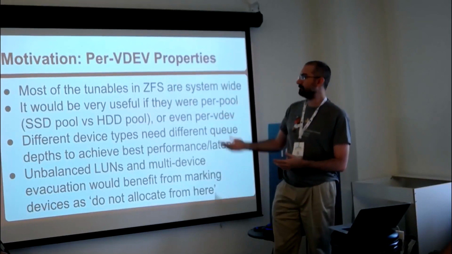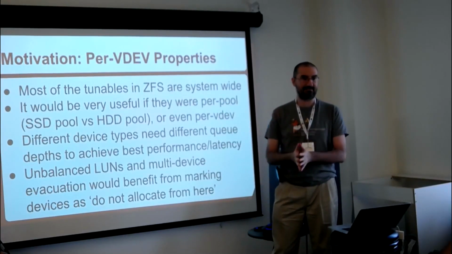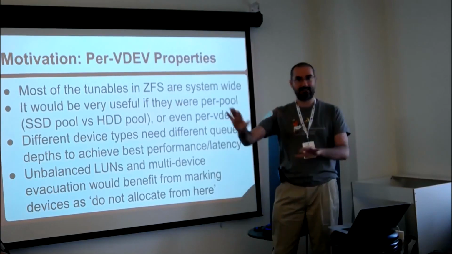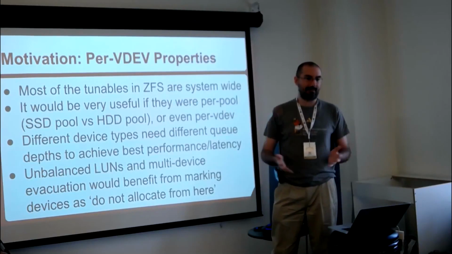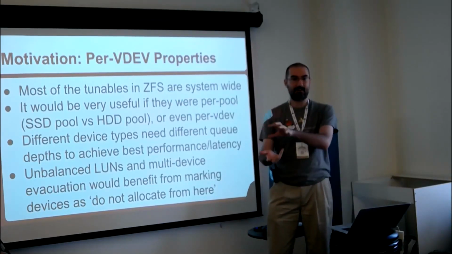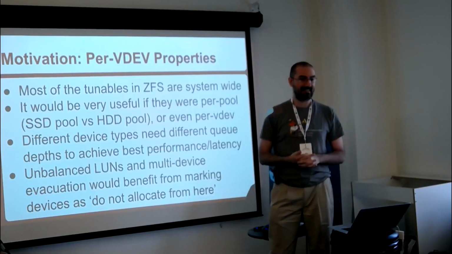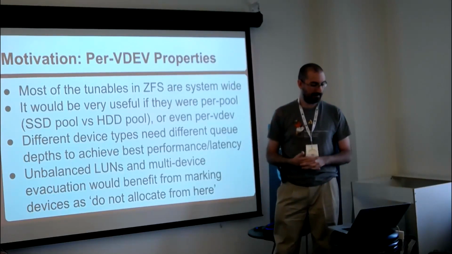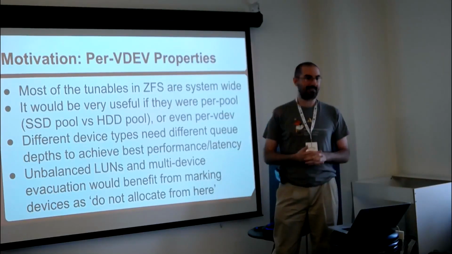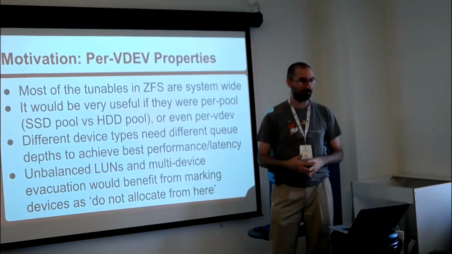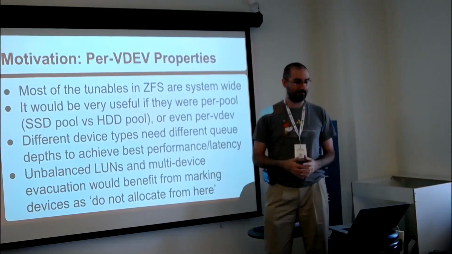So right now, most of the tunables in ZFS are system-wide, and we'd very much like those to be per pool, because I have a lot of servers where we have an SSD-only pool and then a spinning Rust pool, and they don't necessarily need the same tuning for different things. But now that we have the allocation classes, I might actually have SSDs in my spinning Rust pool for the metadata, and I want to make sure that they get tuned with the right queue depths and other settings like that. Or I have unbalanced LUNs and I want to just say, stop allocating from that Vdev for a while and make the other one do more of the work, or any other administrative thing I might decide I want to do.